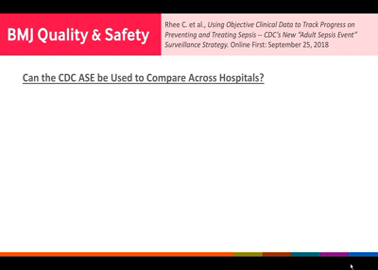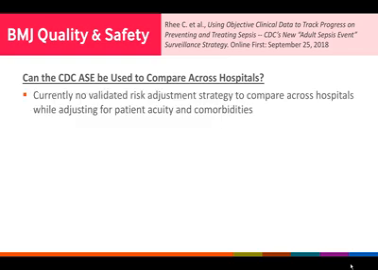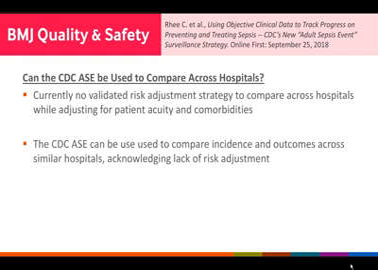Can the CDC Adult Sepsis Event be used to compare across hospitals is a question that we have heard a lot. Unfortunately, at this point, there is currently no validated risk adjustment strategy to compare across hospitals while adjusting for patient acuity and comorbidities. But we do think that the CDC Adult Sepsis Event can be used to compare incidence and outcomes across similar hospitals, acknowledging this lack of risk adjustment.